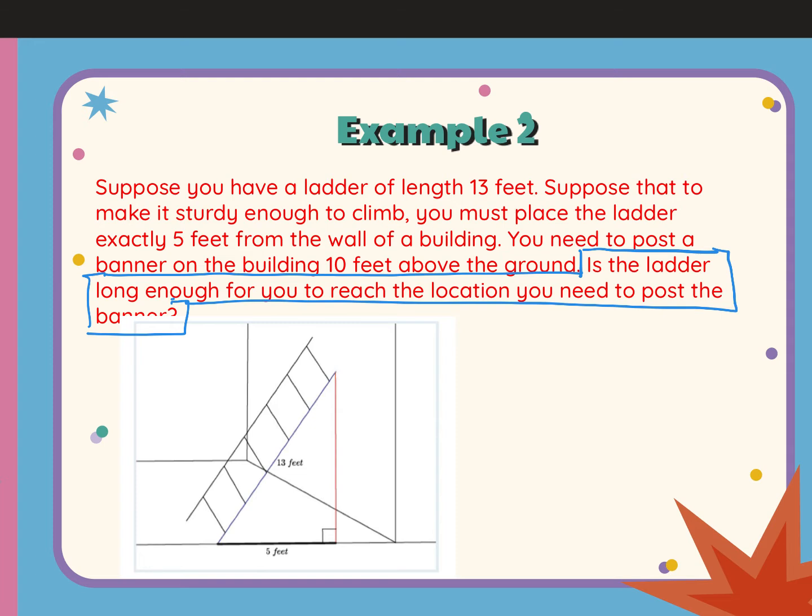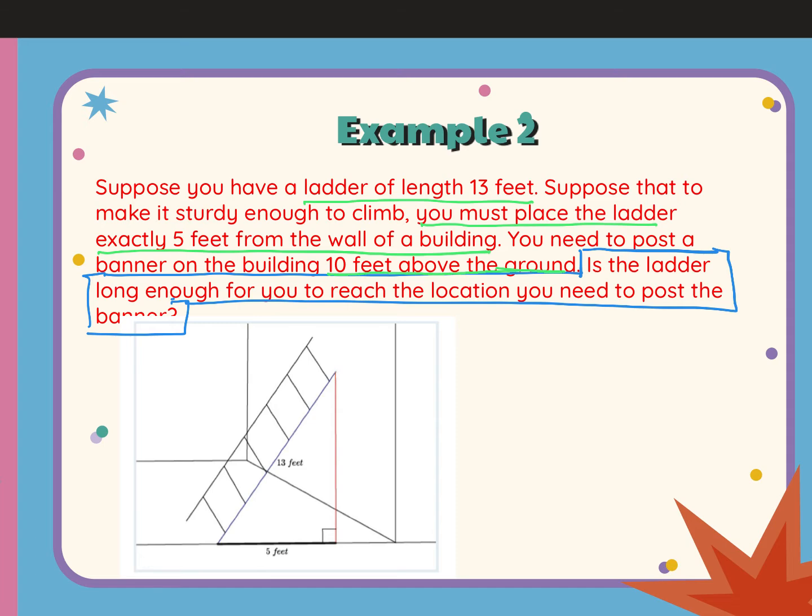Now we're going to underline important information. So note the ladder is 13 feet. We know that you must place the ladder exactly 5 feet from the wall, and that the banner needs to be 10 feet above the ground. All right, so that is important information to underline.